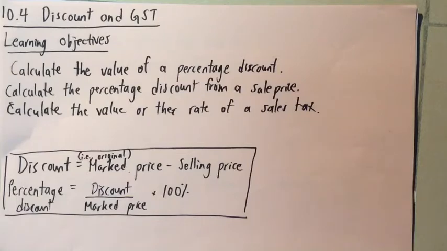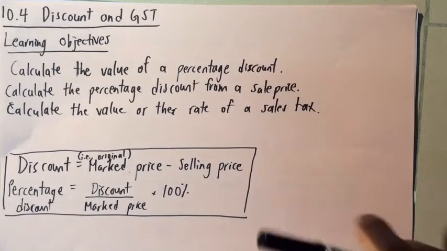The second learning objective is to calculate the percentage discount from a sale price. If we have the original price and a sale price, how do we calculate how big the discount is as a percentage? The last one is to calculate the value or the rate of a sales tax, which would just be kind of like the opposite of a discount. A sales tax makes goods more expensive. We can calculate the percentage increase or the value increase.